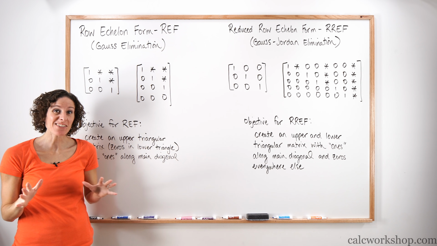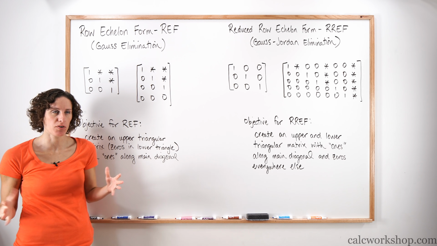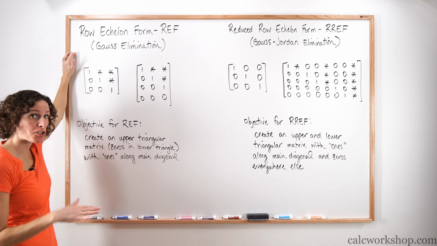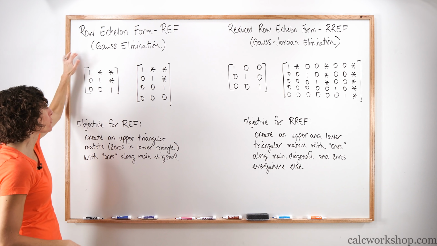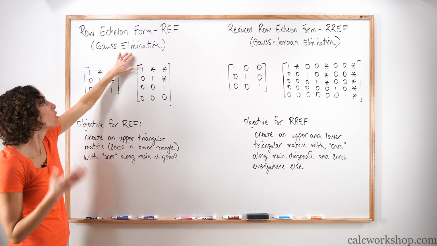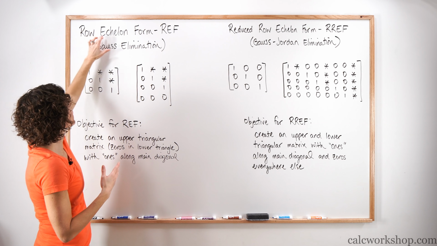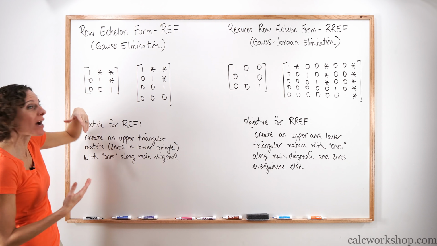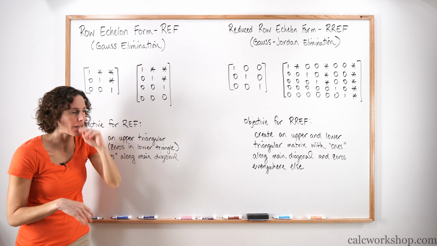All right, so let's look at the two forms of row reduction. The first one is called row echelon form. Some people refer to it as just echelon form, and others refer to it as Gauss elimination, since Gauss was the first to have actually come up with this idea. We abbreviate and say row echelon form is REF.